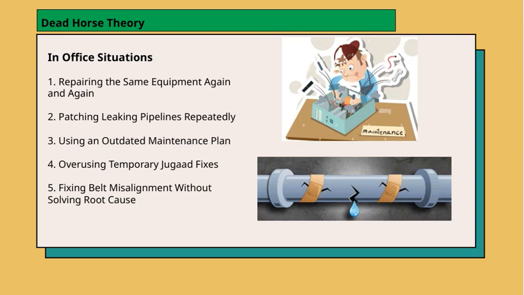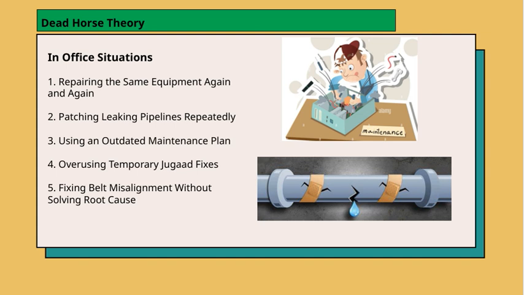Let's talk about the dead horse theory and how it applies to office situations. First, we often find ourselves repairing the same equipment repeatedly. It's like chasing our tails. Each fix seems temporary, and the problem keeps coming back. This shows that we might be missing the real root cause. Next, patching leaking pipelines over and over again might seem like a quick fix, but it's really just a band-aid. The leak might keep reappearing because we're not addressing what's causing it in the first place.